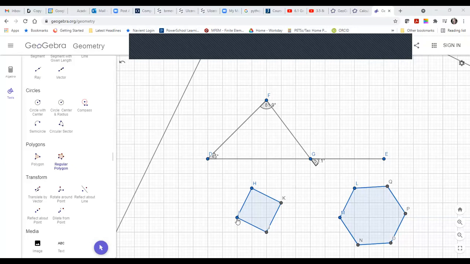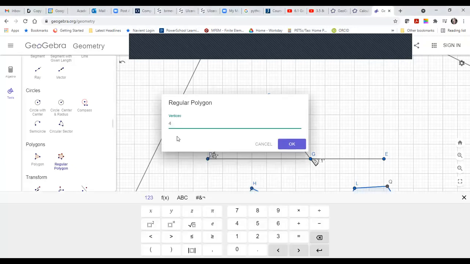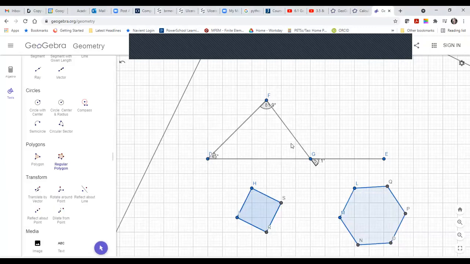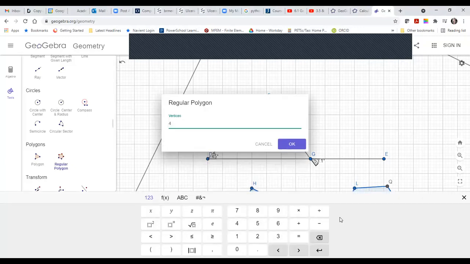Yeah, so just put these 2 lines and give how many vertices you want to put. So if you put 4, it gives you a quadrilateral, right? Okay, so you put 6, it will give you a hexagon.